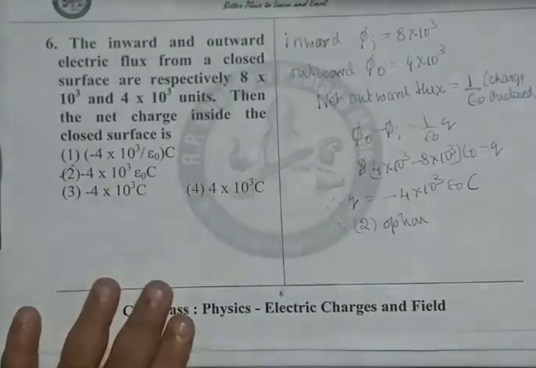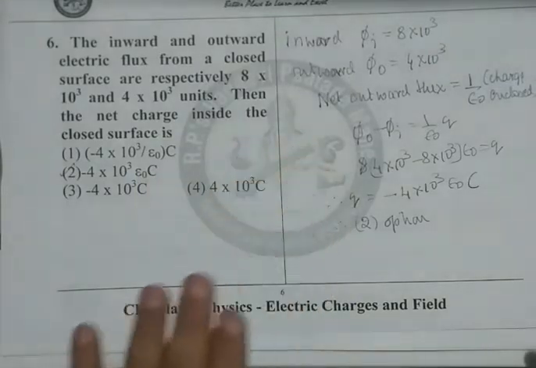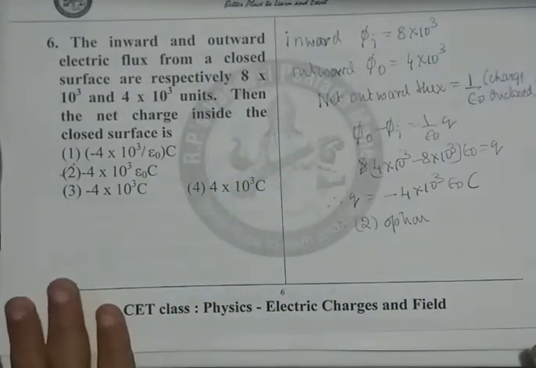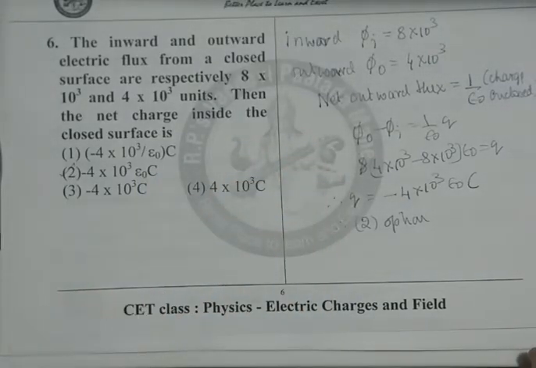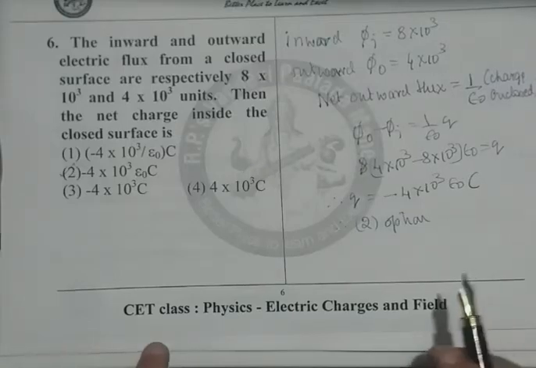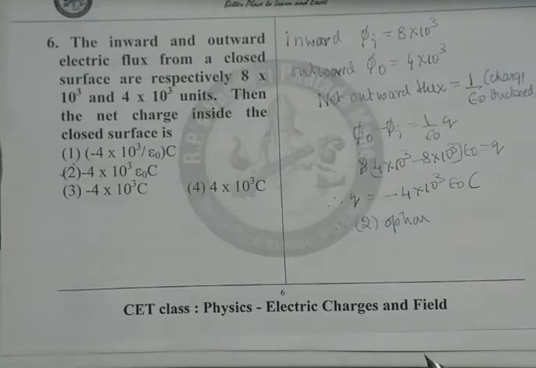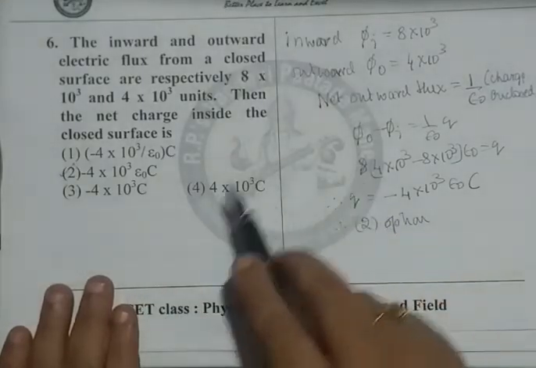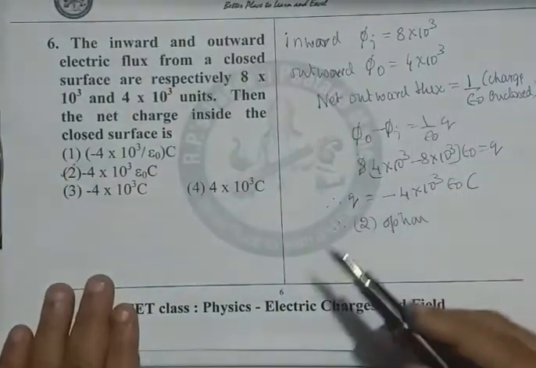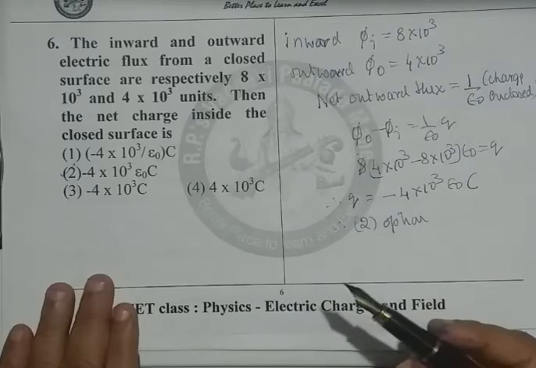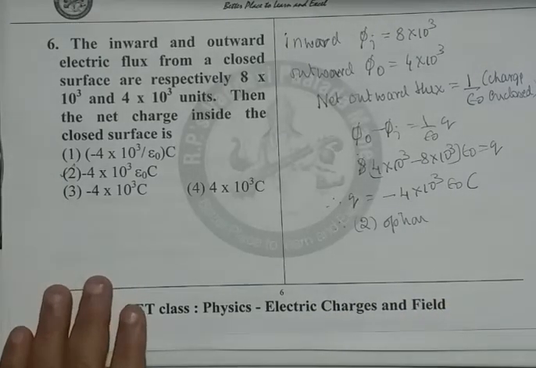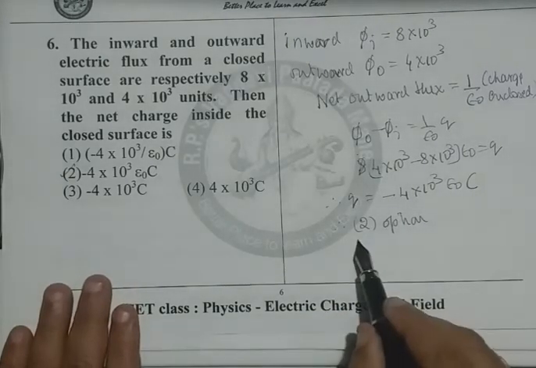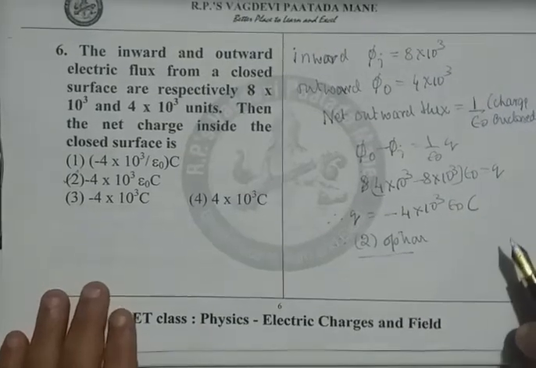So, option 2 is right. Here we simply use Gauss law. In the exam, as you are doing it mentally, within quarter of a minute, within 15 seconds, you can simply write the answer because you know the outward flux, you know the inward flux, subtract in the mind and multiply it with epsilon naught. You will get the answer. So option 2 is right.